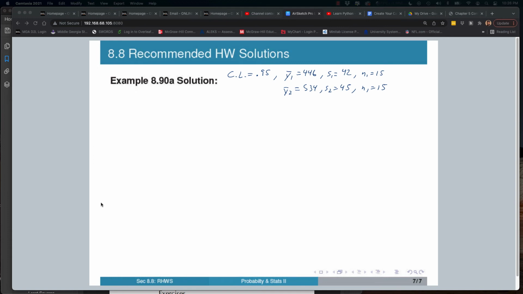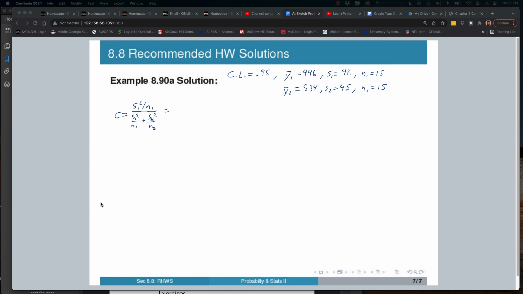So remember, with this Welch group, we've got to figure out the degrees of freedom using the C equals formula and the degrees of freedom formula before we can ever find the critical value, T sub alpha over 2. So remember, C equals S sub 1 squared over N sub 1 divided by S sub 1 squared over N sub 1 plus S sub 2 squared over N sub 2. Okay.